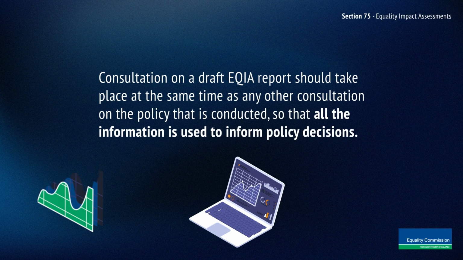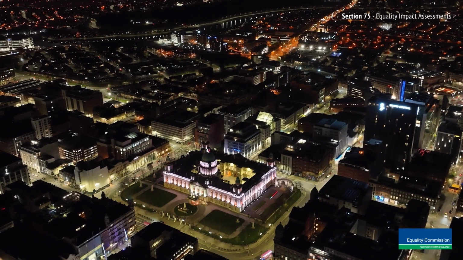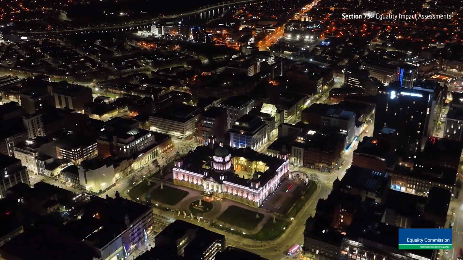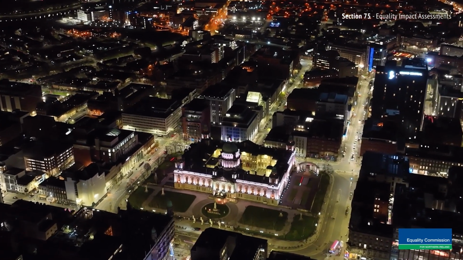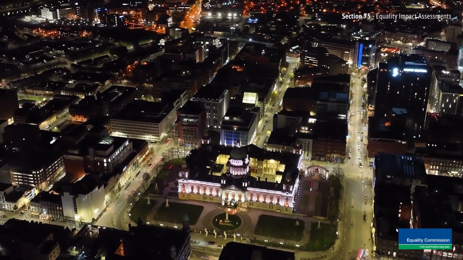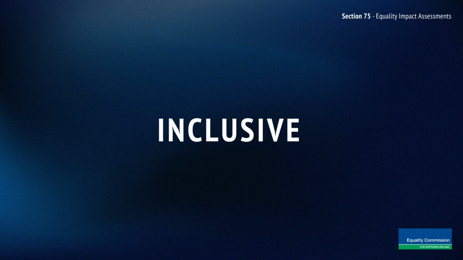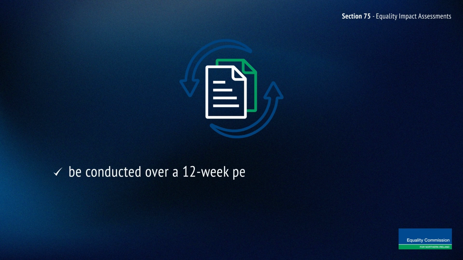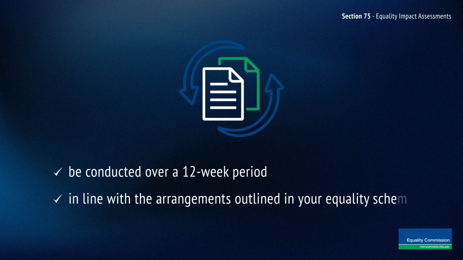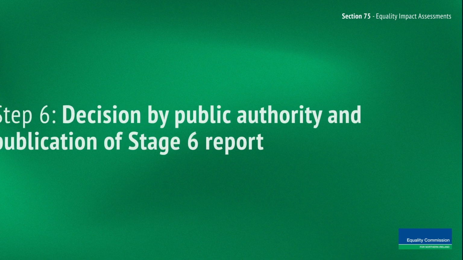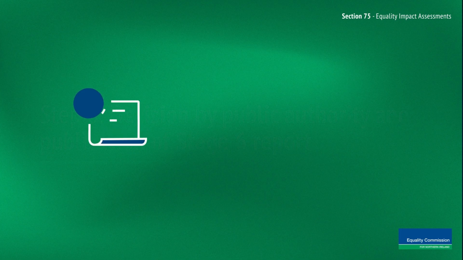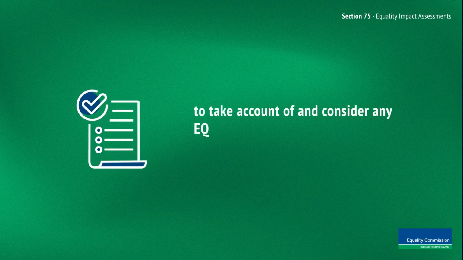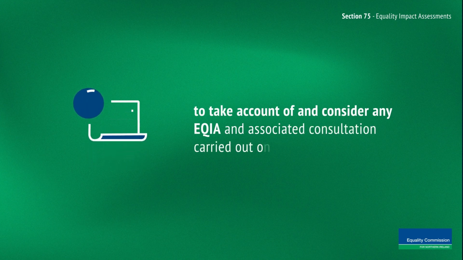Consultation must be carried out with those directly affected by the policy, the Equality Commission and relevant interest groups. Your equality scheme includes a list of consultees relevant to your organisation to be used for this purpose. Consultation should be conducted in an accessible and inclusive way. It should normally be conducted over a 12-week period and in line with the arrangements outlined in your equality scheme. It's important to familiarise yourself with these. In making any decision, and before it is taken, a public authority is required by law and by its equality scheme to take account of and consider any EQIA and associated consultation carried out on the policy.